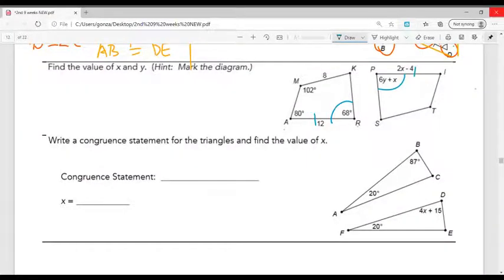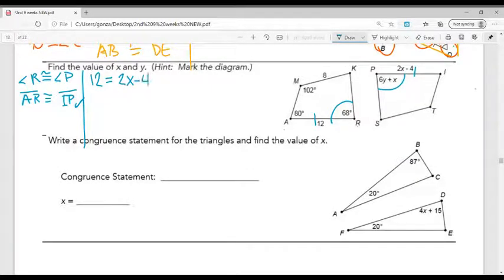Okay, we're going to look to find the value of x and y. I've already marked the diagram, so angle R is congruent to angle P, and then line segment AR is congruent to IP. So let's find x first, and we're going to use AR and IP as the corresponding sides. So those two segments, AR equals 12 and IP equals 2x minus 4. So we're going to solve for x first. Add 4 to both sides. 16 equals 2x. Divide both sides by 2. X equals 8.